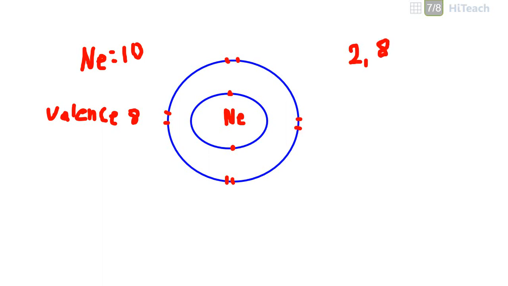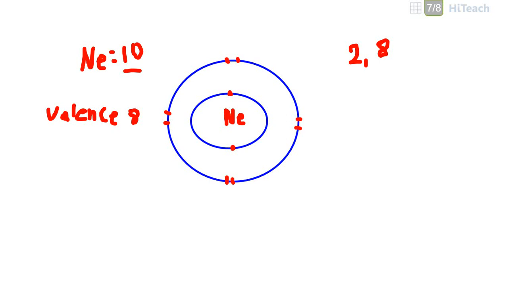So from this, if I ask you a question now, if the atomic number is 10, or it has 10 electrons, how many valence electrons does it have? It has 8 valence electrons. Okay, so you can apply this by drawing different elements.